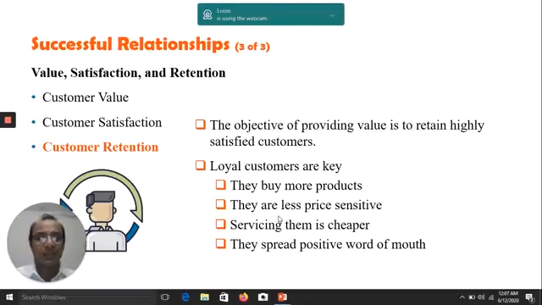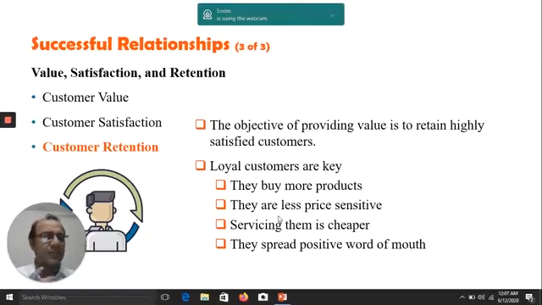And the last benefit, and probably this is the biggest benefit from the company's point of view, is that loyal customers or satisfied customers share their good feelings and good experiences with other people, which is very influential.